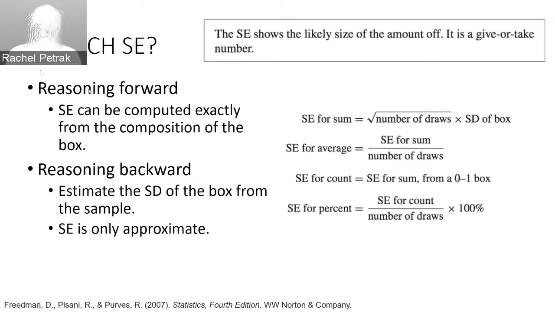We have two scenarios, basically. We are sometimes reasoning forward, where we know the composition of the box going in. So the standard error can be computed exactly from the composition of the box. Other times, we're reasoning backward, where we estimate the standard deviation of the box from the sample. And in this case, the standard error is only approximate.